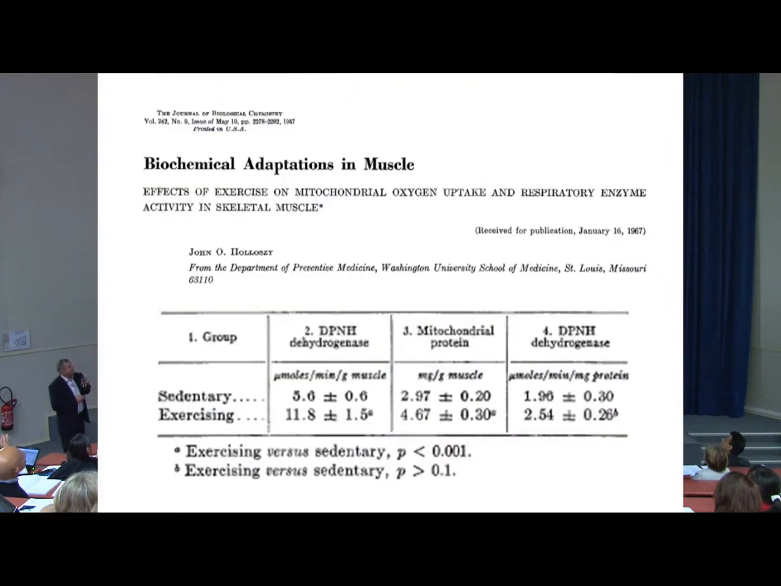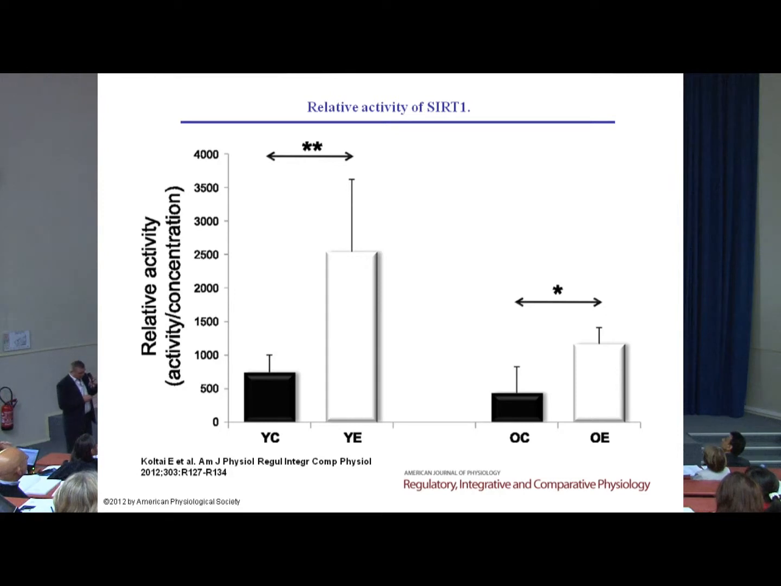So we know that exercise causes increased mitochondrial biogenesis, known from the 60s, and we tried to figure out whether sirtuins are playing a role in that. Actually, if you check the literature, there are quite a lot of data on sirtuins and aging, but on rodents and humans there are very few data available. So what we found here: we have a young control group, young exercise, a rat study, old control, and old exercise group.